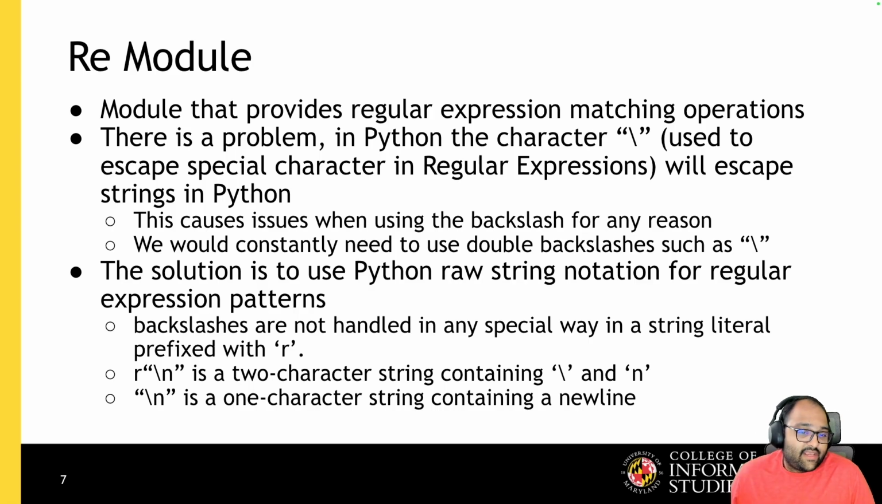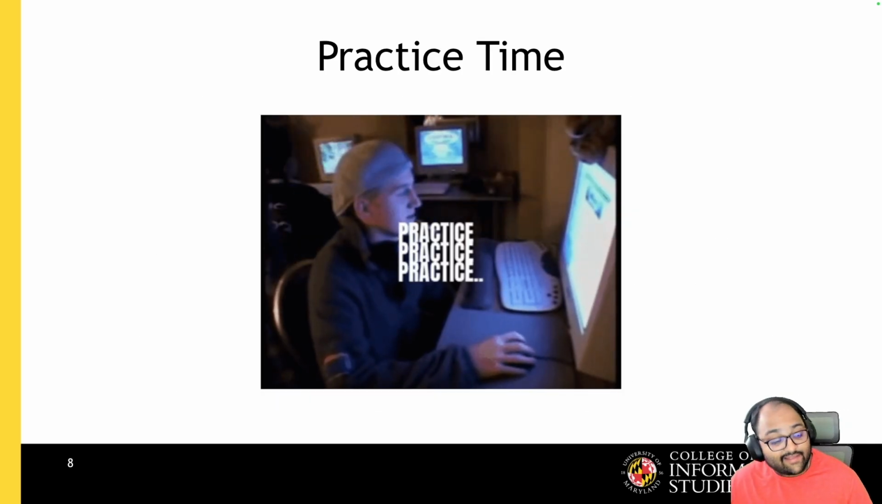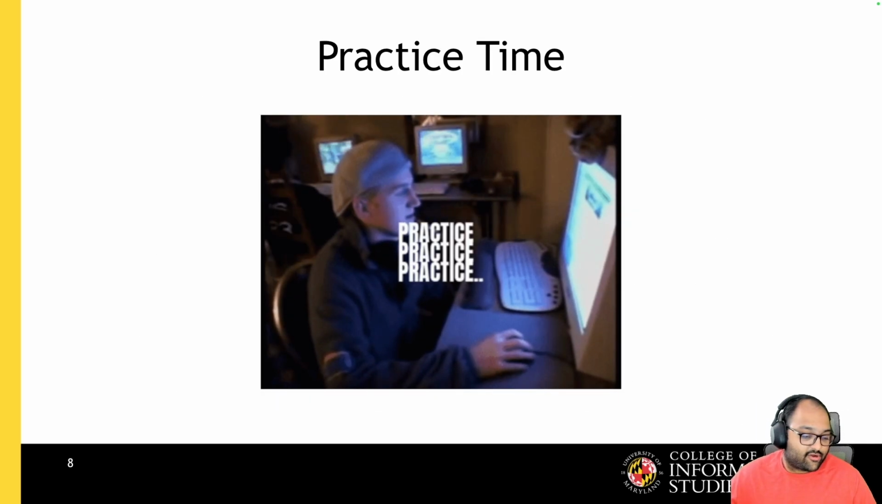So we would constantly need to use the double backslash. The solution here is to use Python raw string notation for regex patterns, right? So backslashes are not handled in any special way in a string literal. So R quote \n is a 2-character string containing a backslash and n, but quote \n without the R is a 1-character string containing a newline, right? So for regex strings, we always need that R. But anyway, that's a little confusing without an example. So let's hop right on over to VS Code, as I said, a very short lecture, and do an example, and hopefully that starts to make more sense.